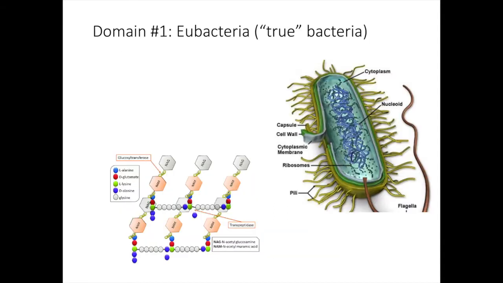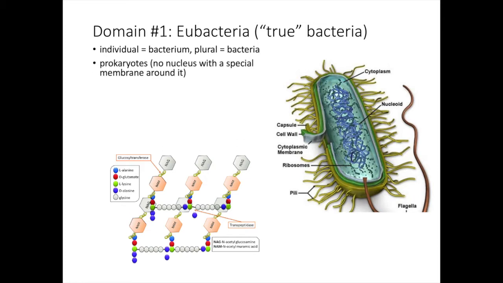The first domain we will look at are the eubacteria, also called the true bacteria. Just to be clear, one organism is called a bacterium. More than one is called bacteria. So you would have a bacterium, many bacteria. They are prokaryotes, which means they do not have a nucleus, although their DNA is usually in a special region of the cell called the nucleoid, but it's not surrounded by a membrane like a membrane in eukaryotes would be.